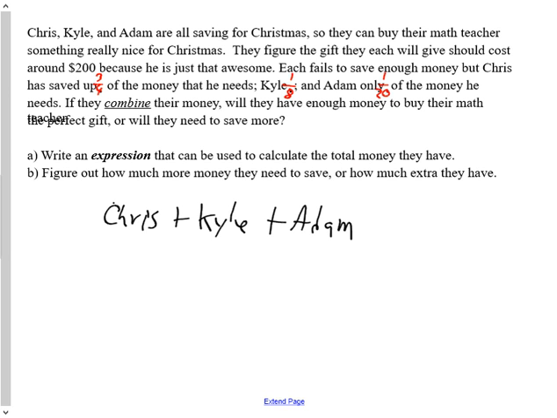But in this particular question, Chris saved up 75% of his $200. Kyle saved up 1/8 of the $200, and Adam only saved up 1/20 of the money he needed, or $10 really, if we think about what that would be. So we need to figure out what fraction of the $200 this is. So we're going to add these three together.